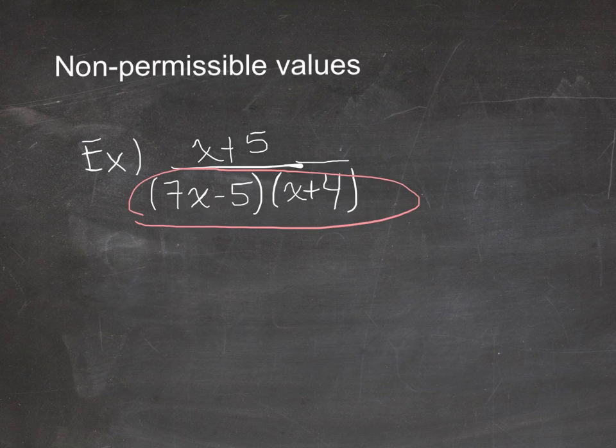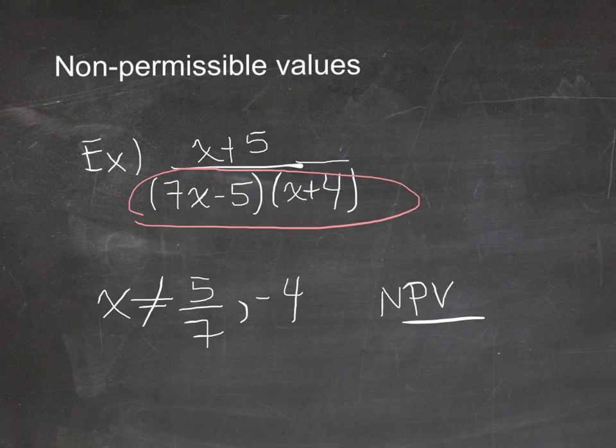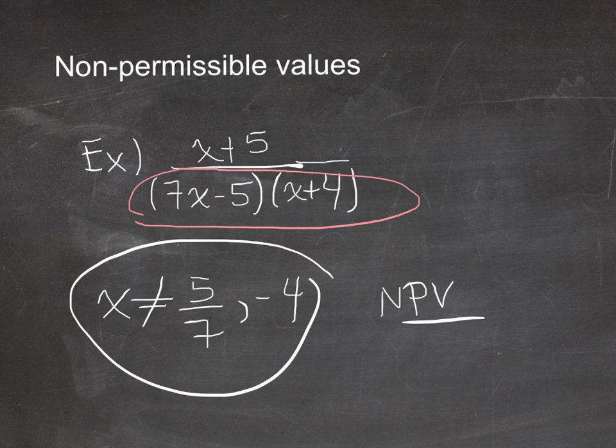If I just quickly look at that here, in the first set of brackets, 7x minus 5, if x were equal to 5 over 7, that would make the whole denominator 0, so I know x can't be 5 over 7. And from the second set of brackets, I have x plus 4, so I know x could not be negative 4, because that would make that 0, and 0 times whatever would give you 0 on the bottom. So these would be my non-permissible values. This rational expression is good as long as your values of x are not those.